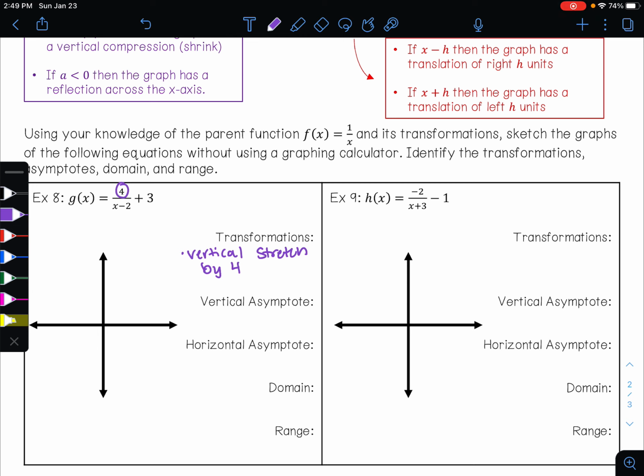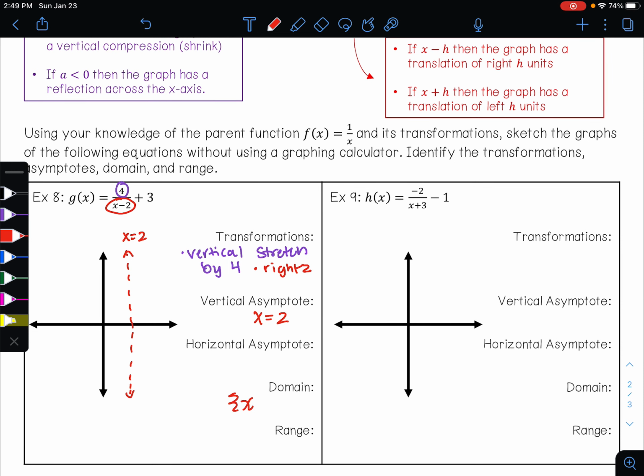The next thing that I notice is that I have x minus 2. Well, minus 2 means that I'm going to go to the right 2 units. And that will have an effect on my vertical asymptote. If we shift to the right 2 units, then my vertical asymptote will be at x equals 2, which means my domain will be all values of x such that x cannot equal 2.